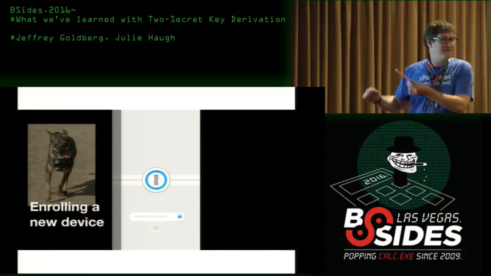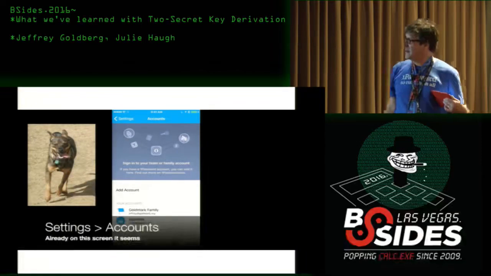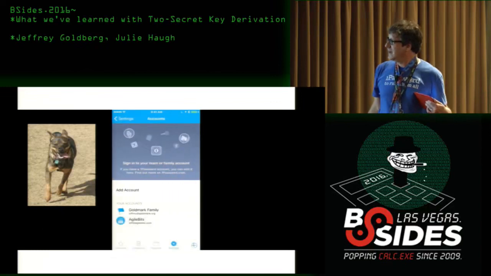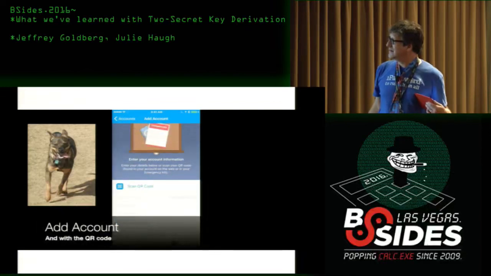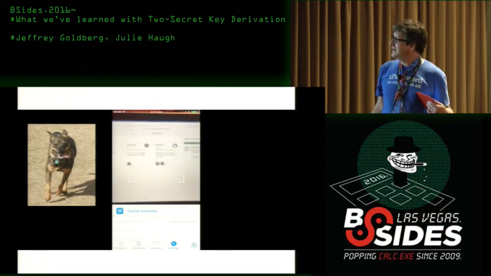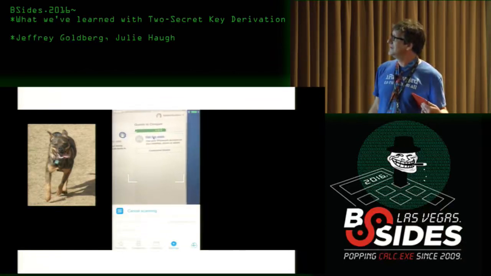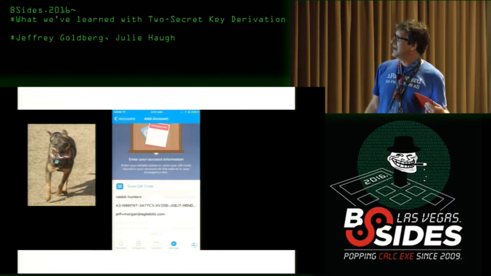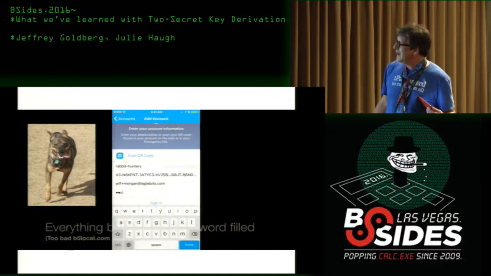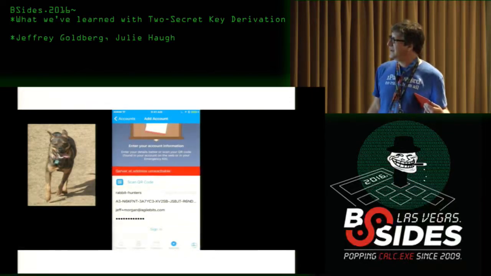So they can either manually type it in. And so here you'll see her setting it up within 1Password on an iPhone: add account, scan QR code. And here, when you're actually logged in on the web, the Get the Apps link includes the QR code. It really scans fast. I did not speed that one up. Everything but the master password is filled in. Here she types in her brilliant master password.